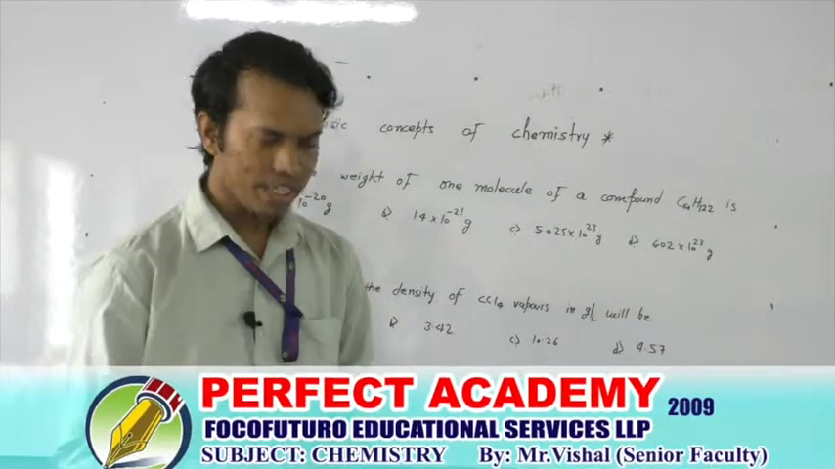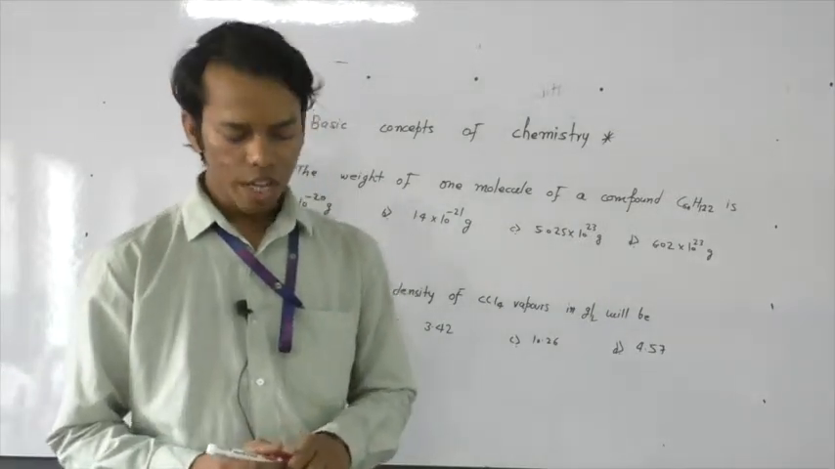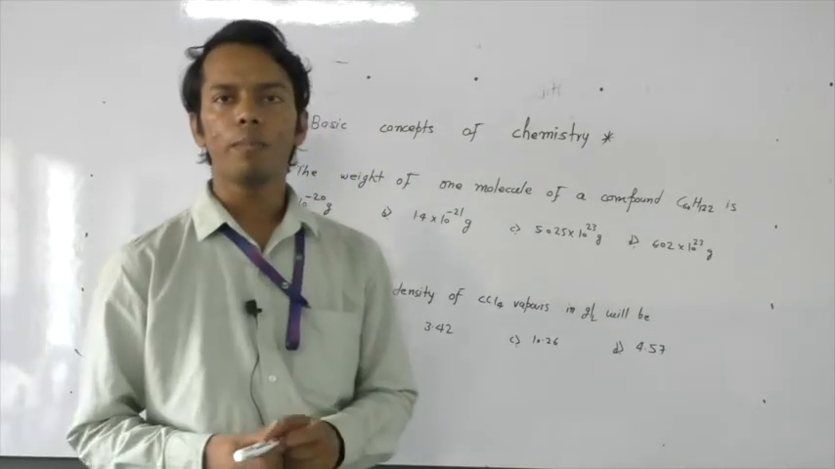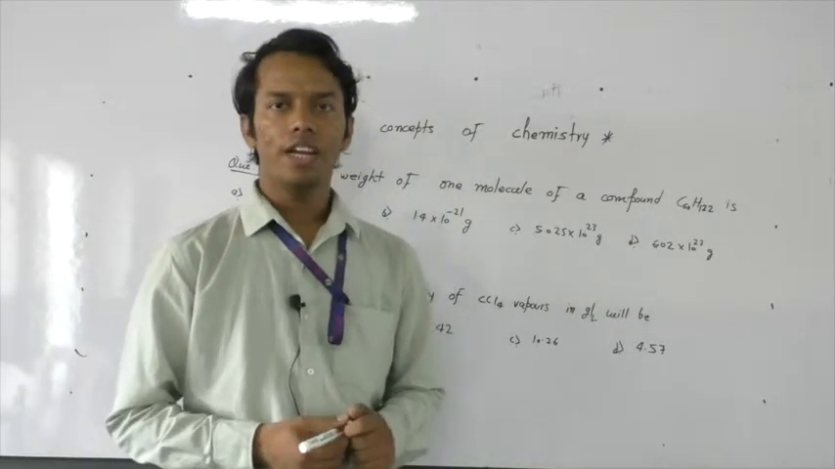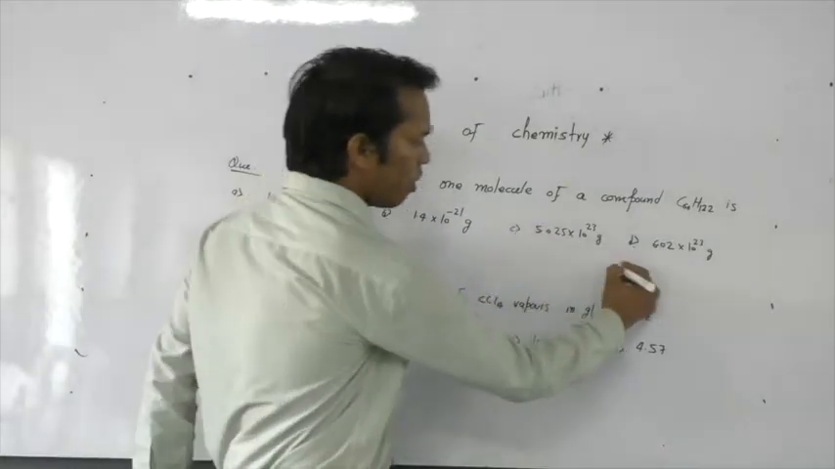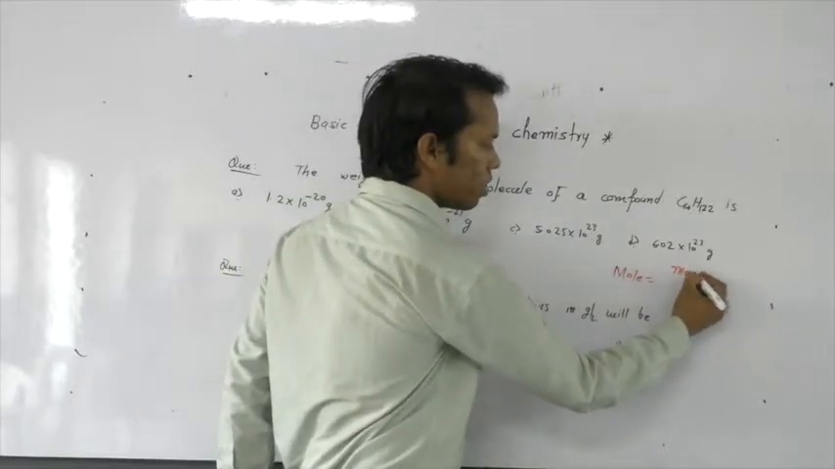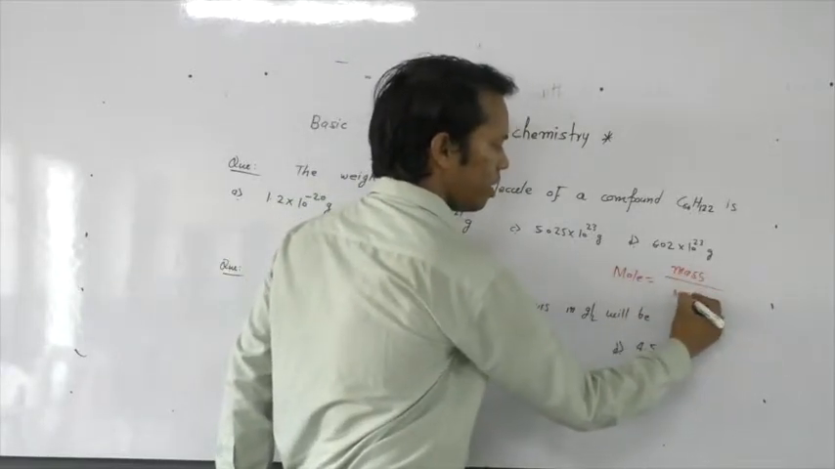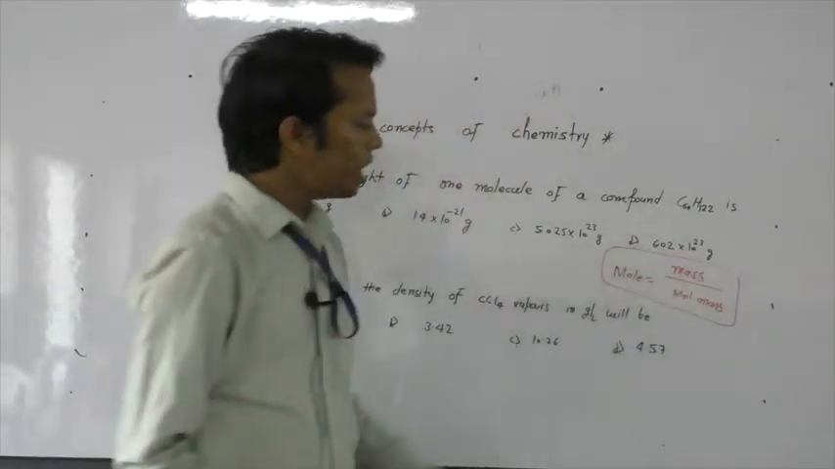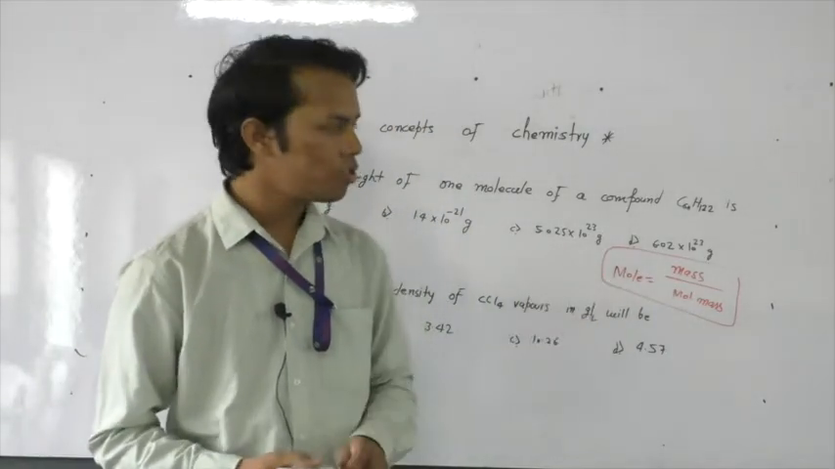As you all know, in the last class we were discussing the basic concepts of chemistry. In basic concepts of chemistry, we discussed atomic mass, molecular mass, and then one formula, that is mole. Mole was equal to mass divided by molecular mass. We discussed this formula, and I told you that I will discuss some questions based on this.